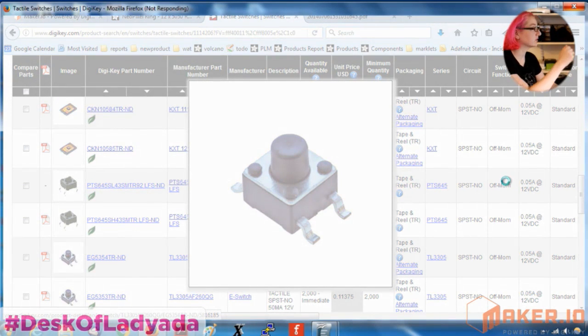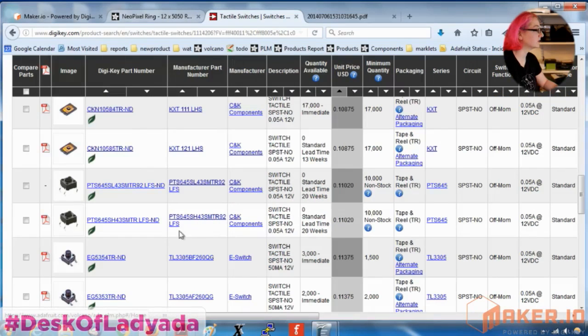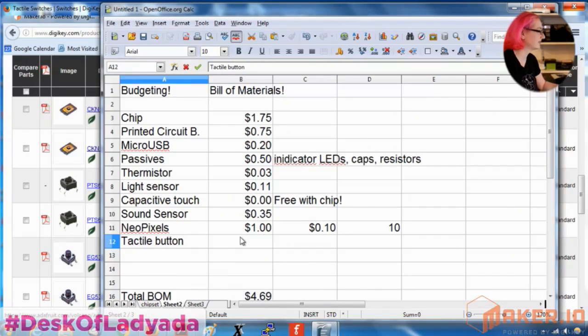And, oh, my browser finally crashed. I have too many tabs open. Wait. And we're back. My poor browser. Looks like about 11 cents, and I want 2 of them. So, oh man, my computer's dying.